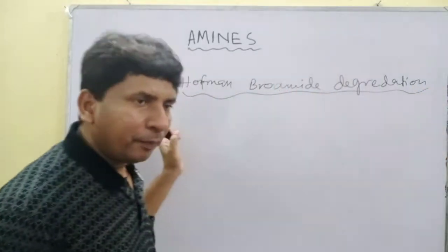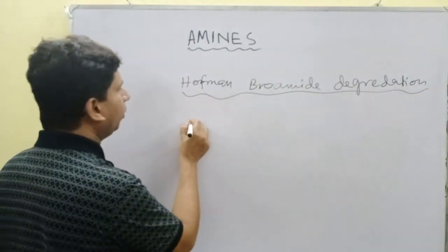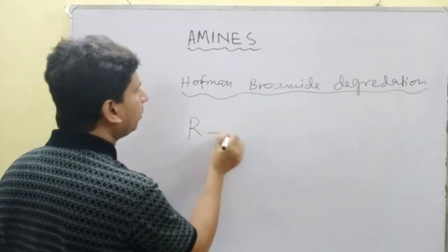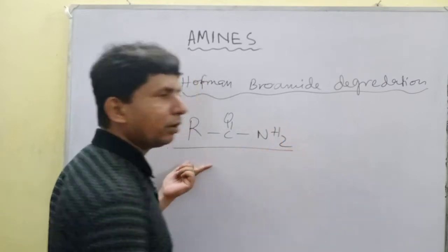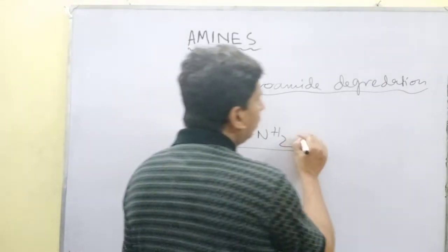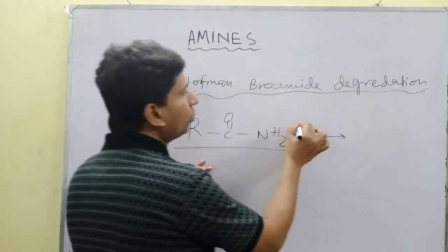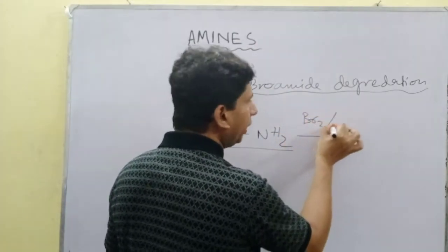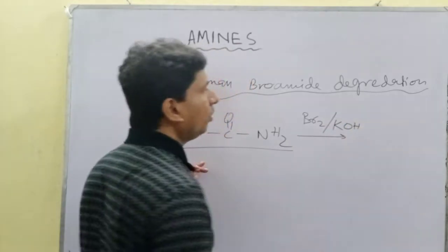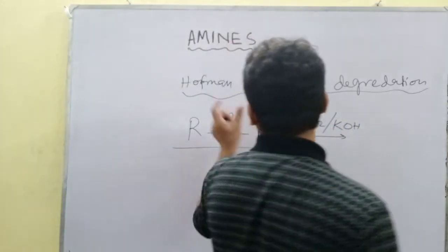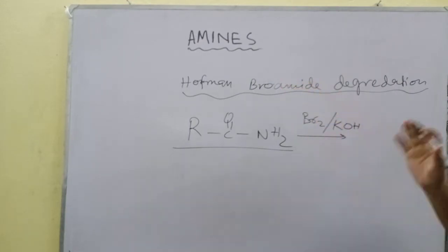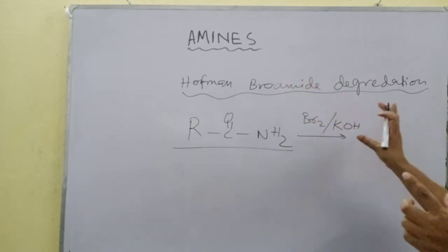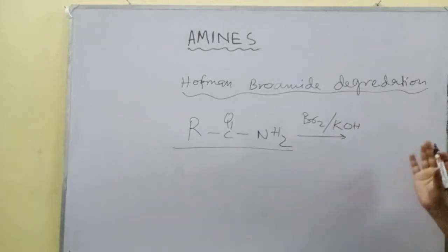From the Hofmann bromamide degradation reaction, we can get a primary amine from an amide, that is RCONH2. If we use bromine in KOH, this reagent is known as the Hofmann bromamide reagent. It is very important because this step is used for a step-down reaction.